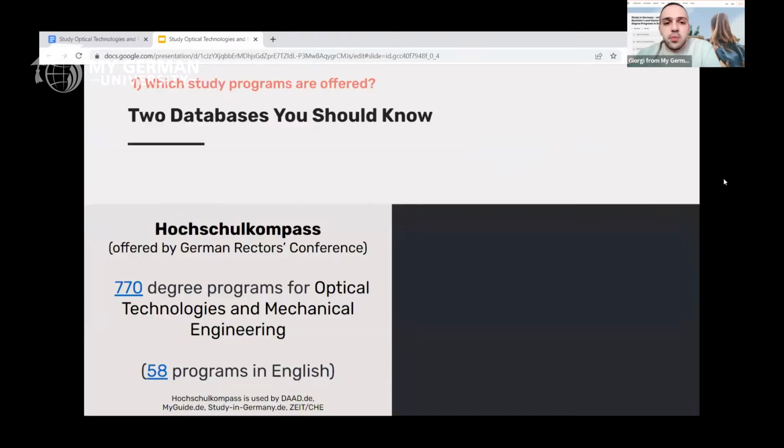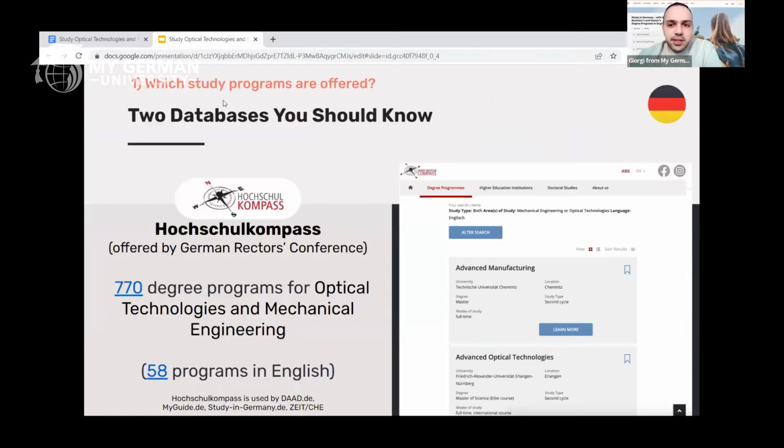So before we jump into this interesting part, let me quickly tell you a couple of things about studying in Germany. There are two databases that you should know when you're searching for programs in Germany. If you are more into German taught study programs, then I would say Hochschulkompass would be your start, your stop. I would like to ask Annette if you can please share in the chat the link to the Hochschulkompass.